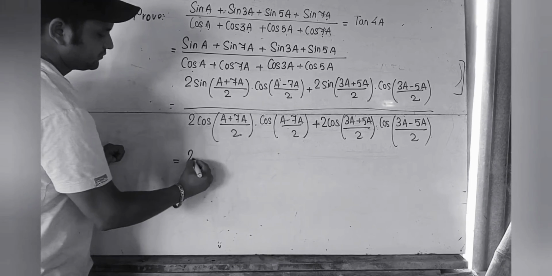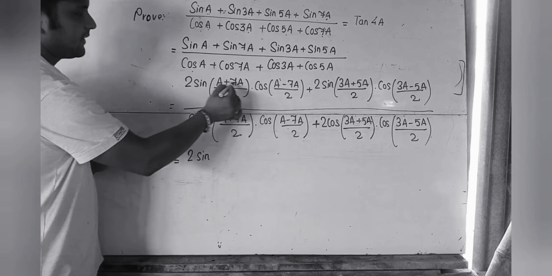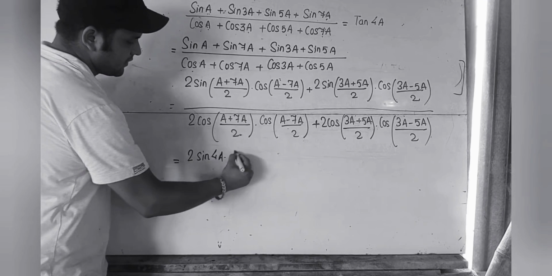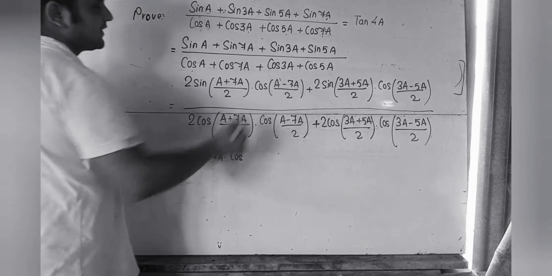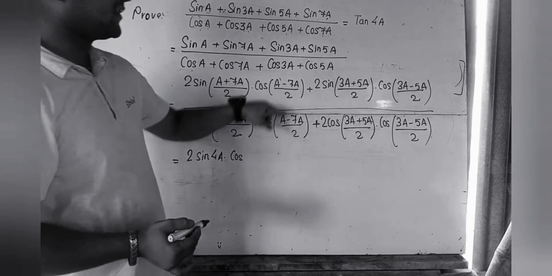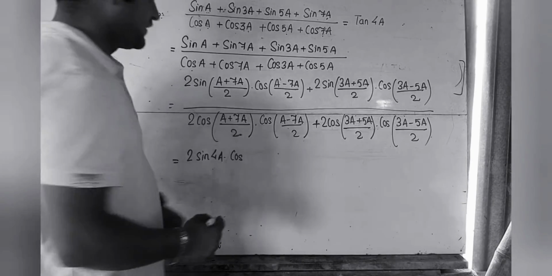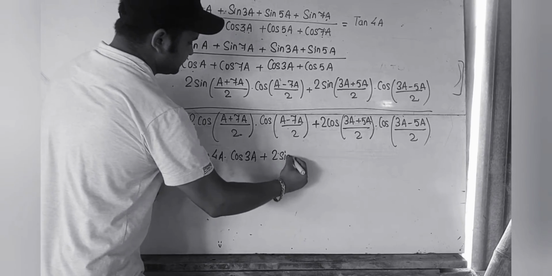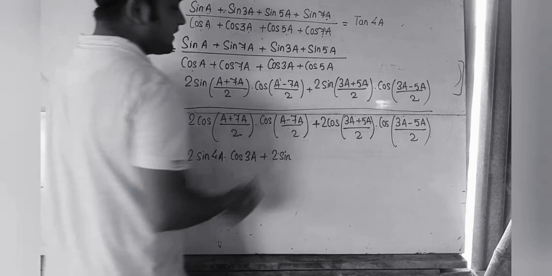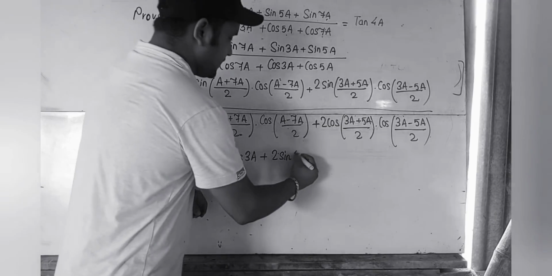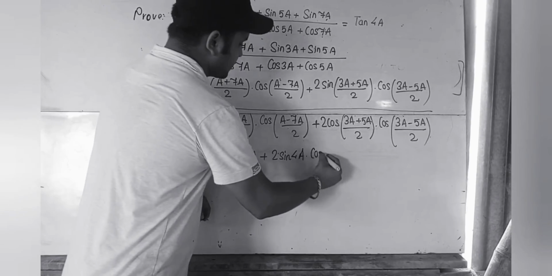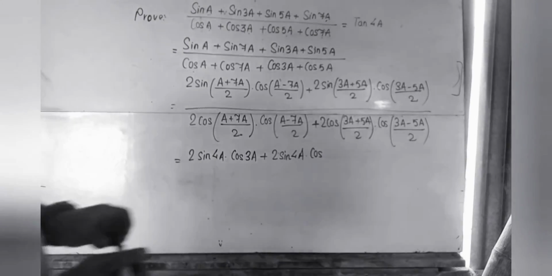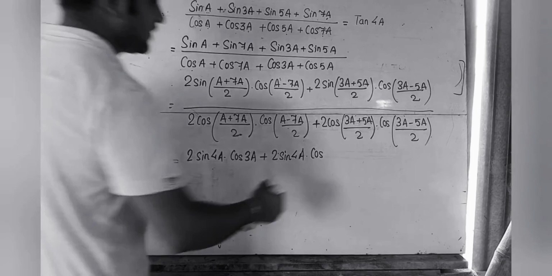We have here 2 sin of 7a plus a, which gives 8a, 8a by 2 is 4a, cos of a minus 7a, which is minus 6a, minus 6a by 2 is minus 3a, and cos minus 3a is cos 3a. Then 2 sin of 3a plus 5a is 8a, 8a by 2 is 4a, dot cos of 3a minus 5a is minus 2a. Minus 2a by 2 is minus a, and cos minus a is cos a.